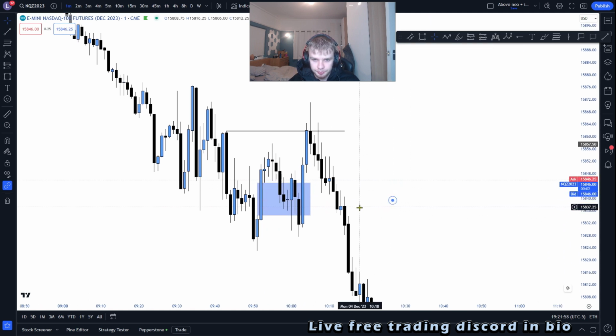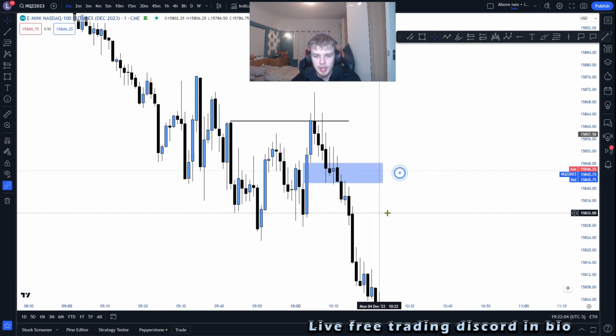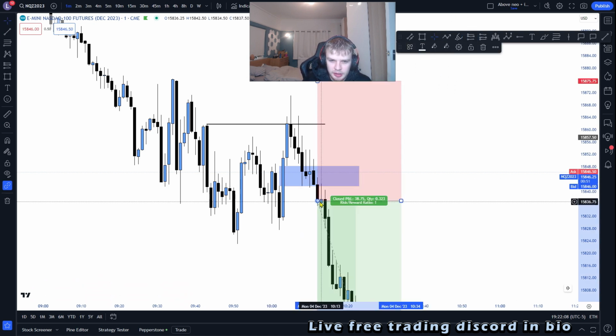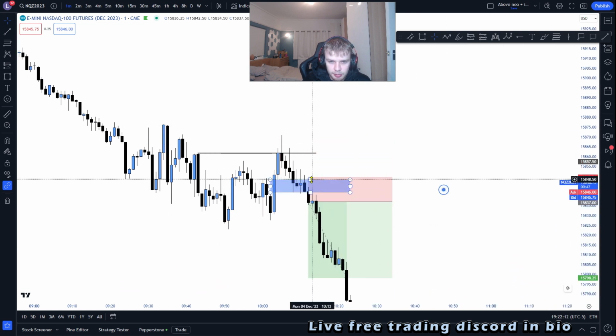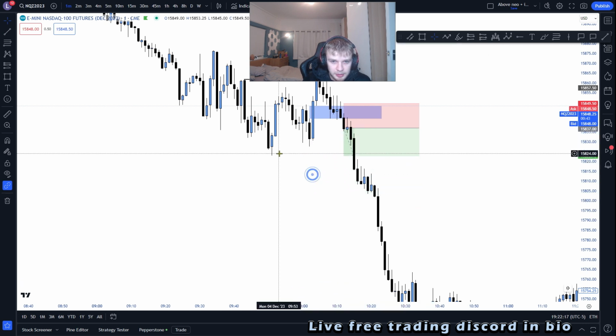Right here, we have another bullish fair value gap. As you see here, another bullish fair value gap. Oh, here, this is my model again. We get an inversion. The entry would be the candle close below the inverse fair value gap. Stop loss would be a candle close above. Take profit would be sell side liquidity.